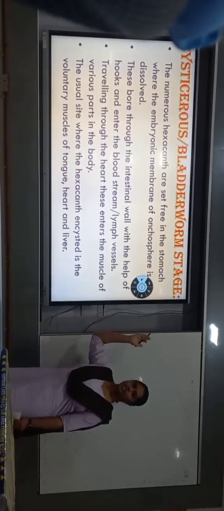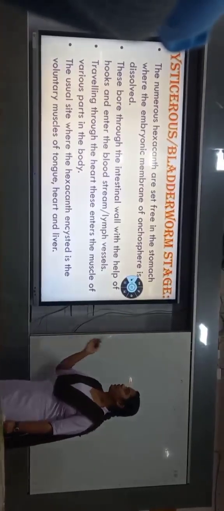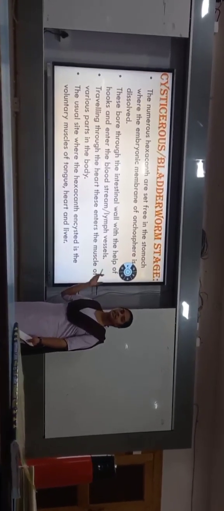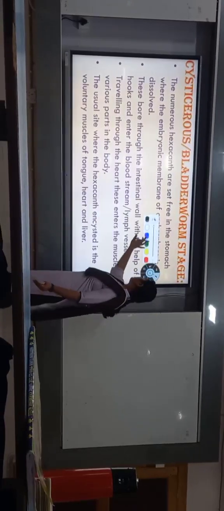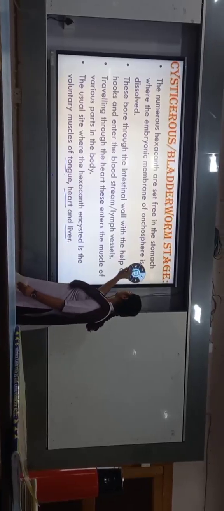Now, cysticercus or the bladder worm stage. The numerous hexacanth embryos are set free in the stomach, where the embryonic membrane of the oncosphere is completely dissolved. These go through the intestinal wall with the help of the hooks and enter the bloodstream or the lymph vessels. Traveling through the heart, these enter various parts of the body, although the usual site where the hexacanth gets encysted is in the voluntary muscles of tongue, heart and liver.